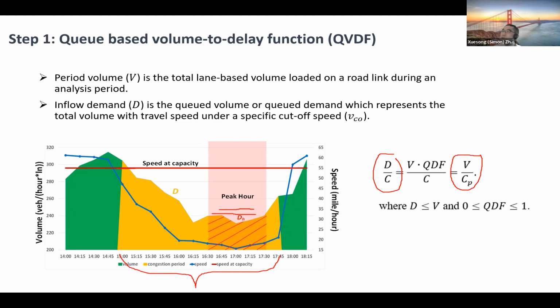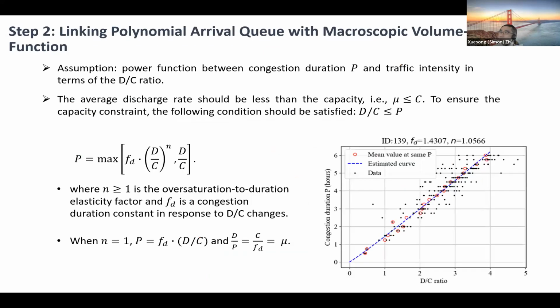So here the demand, what we try to introduce is an inflow demand, not simply just a volume in the traditional BPR function. Step 2 here, we look at the overall D over C ratio we just defined. We look at its relationship to the congestion duration. So in this figure, D over C ratio as an x-axis, this is a congestion duration. We do see a very interesting elasticity form available, and the exponent here is 1.05. And then by using that, we are able to link the congestion duration with the overall D over C ratio.